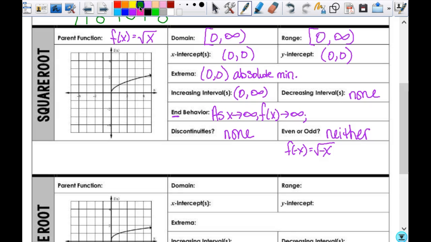All right, so then we look at our anchor points. We're going to use this one, and this one. So our anchor points are (0, 0), (1, 1), and (4, 2).